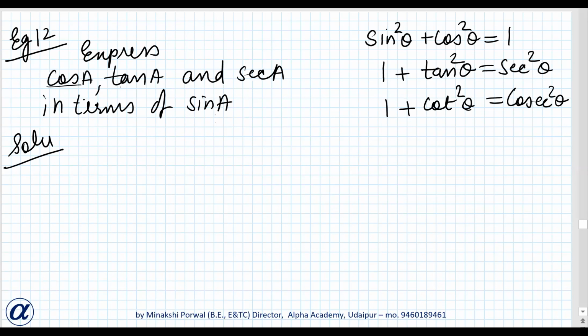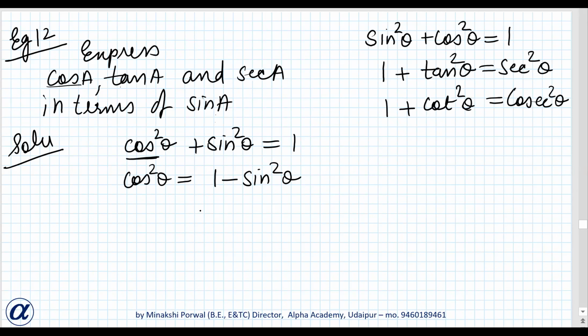Is there any identity which relates cos and sin? Yes, ma'am. Cos square theta plus sin square theta equals to 1. We have to write cos in terms of sin. So cos square theta I'll keep here and I'll move sin square theta to the other side. So cos theta equals to under root of 1 minus sin square theta. So this is cos in terms of sin.